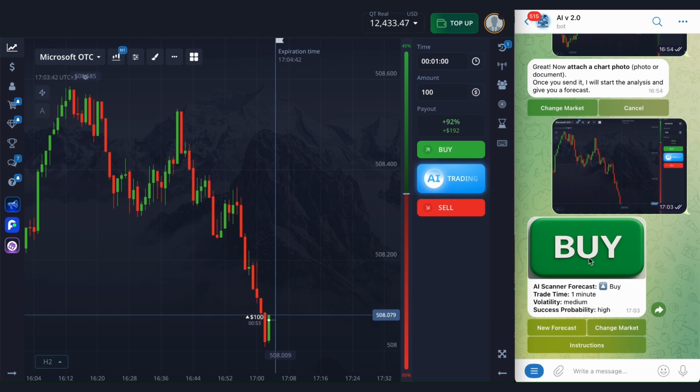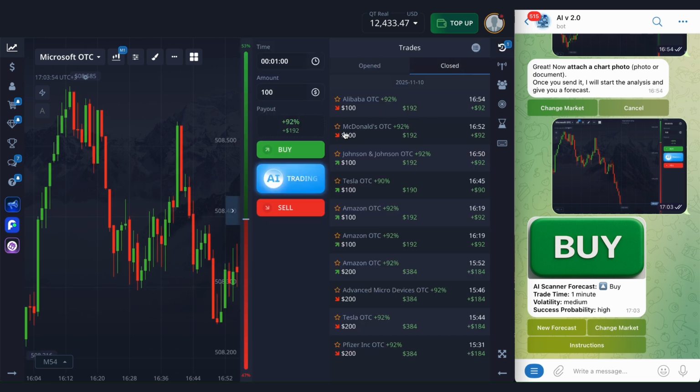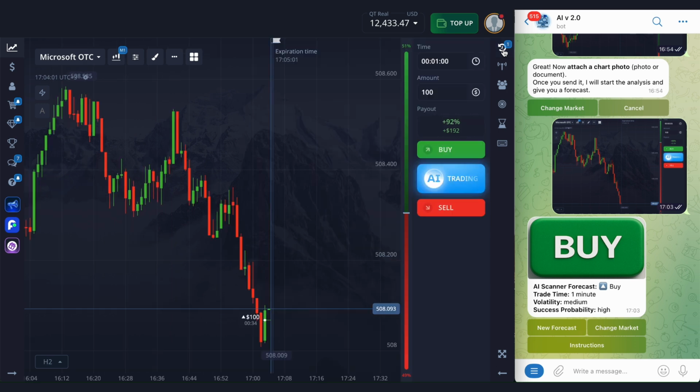Predicted by our AI screener version 2.0 to be a medium volatile trade with a success probability said to be higher as well. We are buying and we are holding on tight, ladies and gentlemen. On today's market, we were able to place 1, 2, 3, 4, 5, 6 different trades, and they were all wins. This is gonna be the 7th trade and the last trade. Holding on tight to see how this is gonna play out.